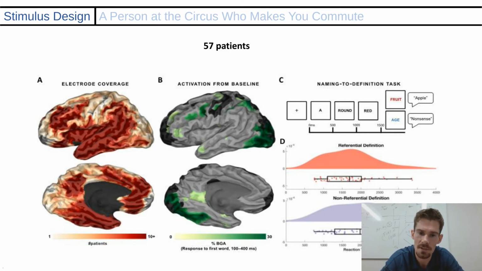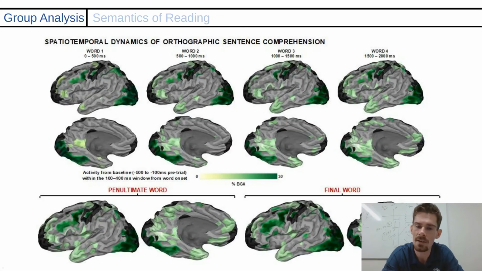This is 57 patients. This is quite a few years of research by now. Very generous frontoparietal and temporal, ventral and medial temporal coverage. And so what we did is we plotted the activation, again looking at BGA, broadband gamma activity, across the parsing of the sentence from word 1, 2, 3, 4, and so on. And you see activation in IFS, ventral temporal cortex, ATL.